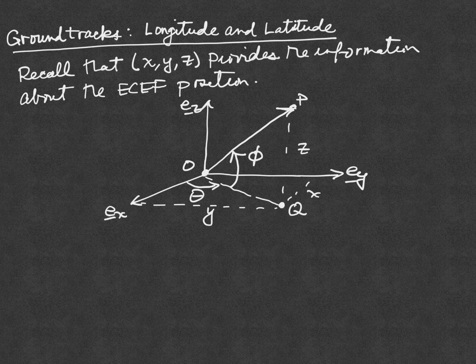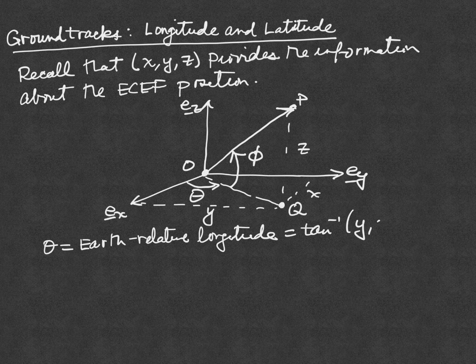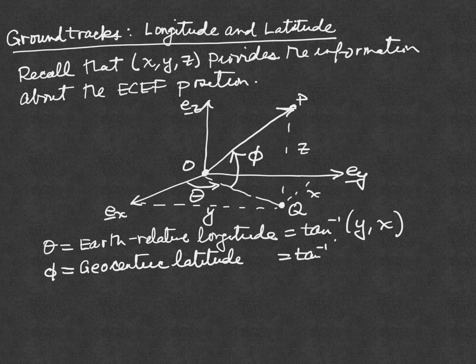And the way you compute these two: theta is the Earth relative longitude, and it's equal to the 4-quadrant inverse tangent of y and x. Phi is what's called the geocentric latitude, and it's equal to the inverse tangent of z and the square root of x squared plus y squared.